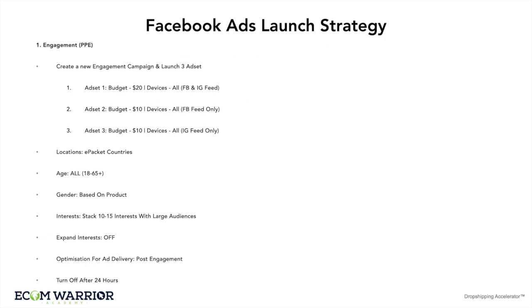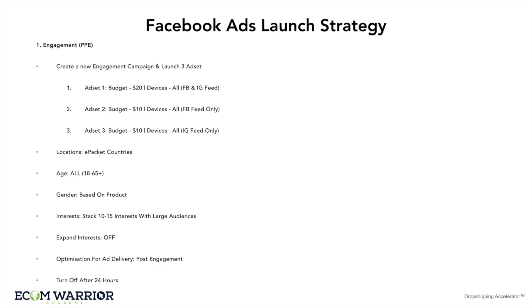For the engagement campaign, you want to create a new engagement campaign on Facebook and launch 3 ad sets. The first ad set is going to have a budget of $20, and for the devices, select all devices. You want to focus on only Facebook and IG feed for the first ad set. The second ad set is going to have a budget of $10, again, all devices. For this ad set, ad set number 2, you want to focus on the Facebook feed only as the placement. Now for ad set number 3, again, it's going to have a budget of $10, all devices, but this one will focus primarily on IG feed only.